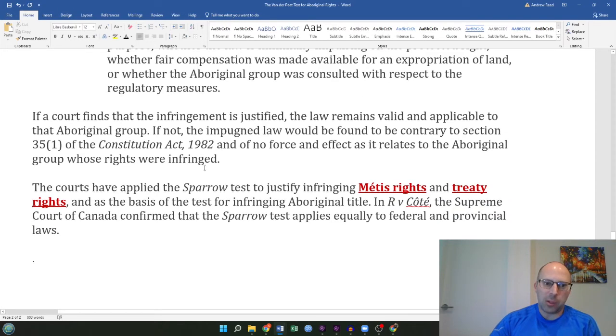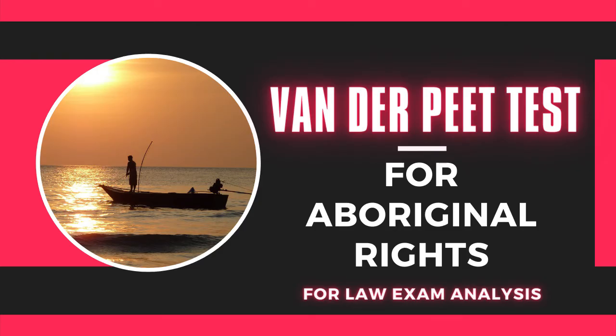So the courts use the Sparrow test to justify infringing Metis rights, treaty rights, and it is the basis of the test for infringing Aboriginal title. And in R v. Côté, important point, the Supreme Court of Canada confirmed that the Sparrow test equally applies to federal and provincial laws.